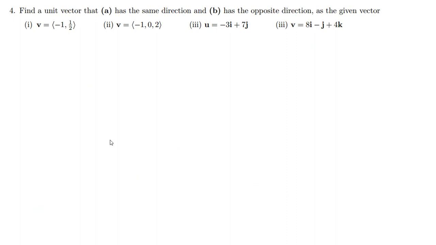So the question here says, find the unit vector that has the same direction, and the unit vector that has the opposite direction, as a given vector. So in this case, I can get any of these, but let me take at least any, more especially the simple one, so that I can at least cover a lot in this slide. But I'm going to send the solutions for all these questions.